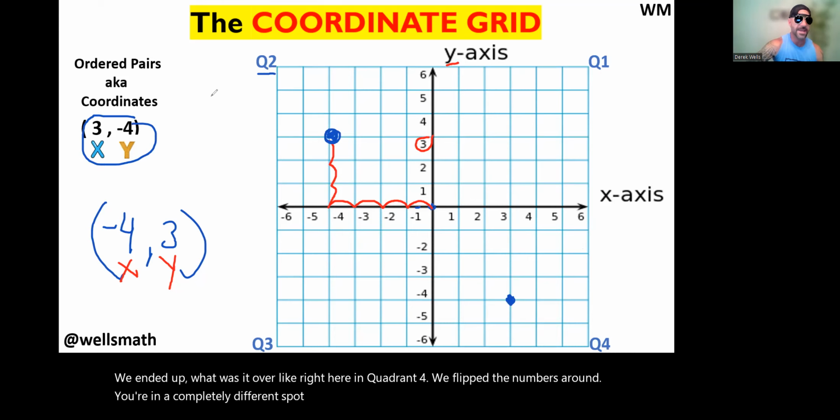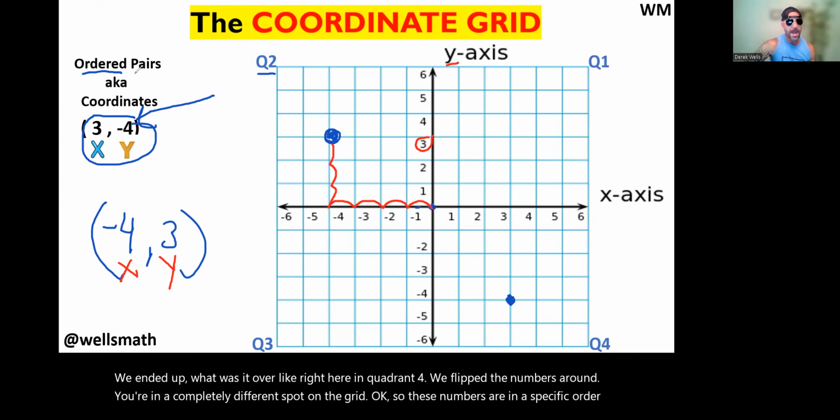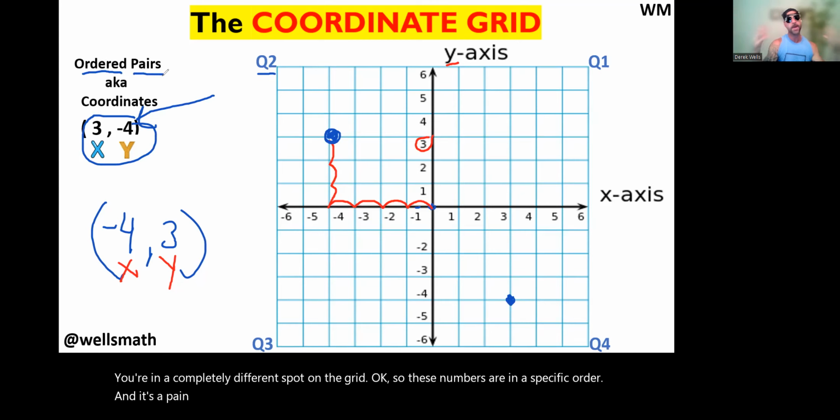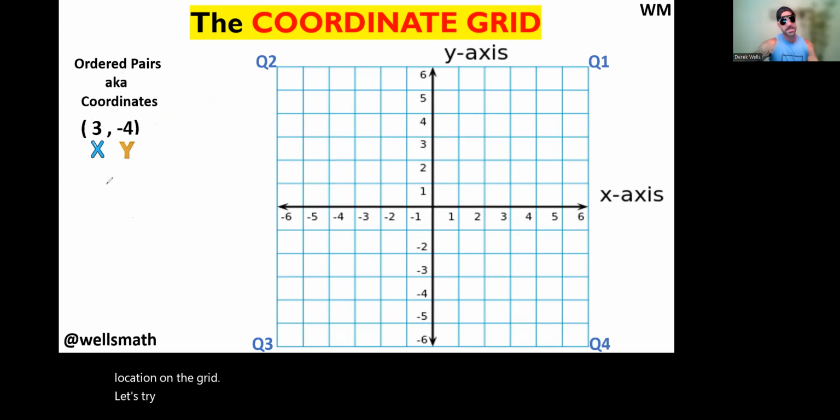Okay, so these numbers are in a specific order, and it's a pair of numbers. A pair is 2. So these are an ordered pair. They are very specific in their location on the grid. Let's maybe just try one or two more. Let me just come up with one.